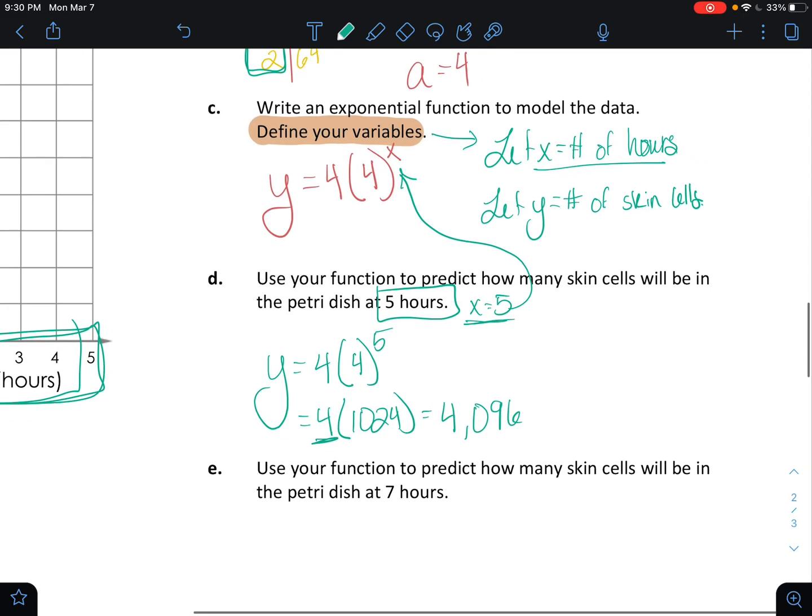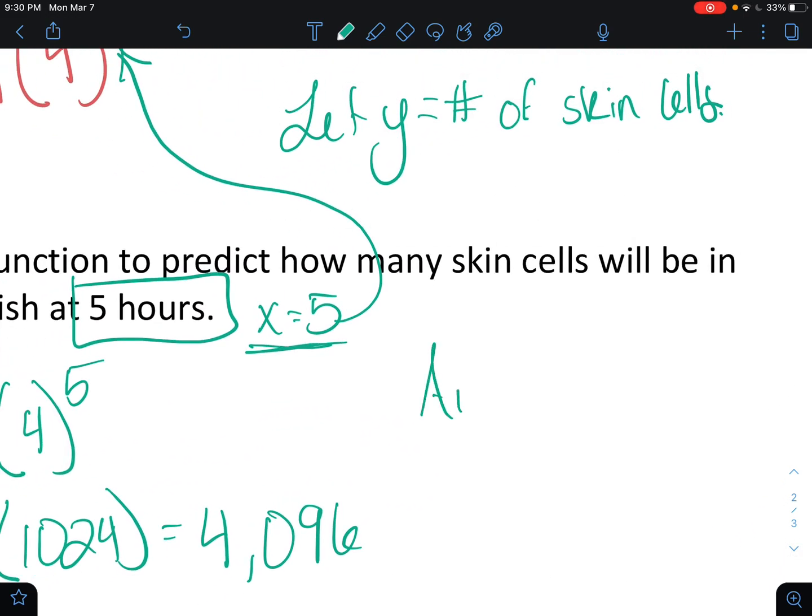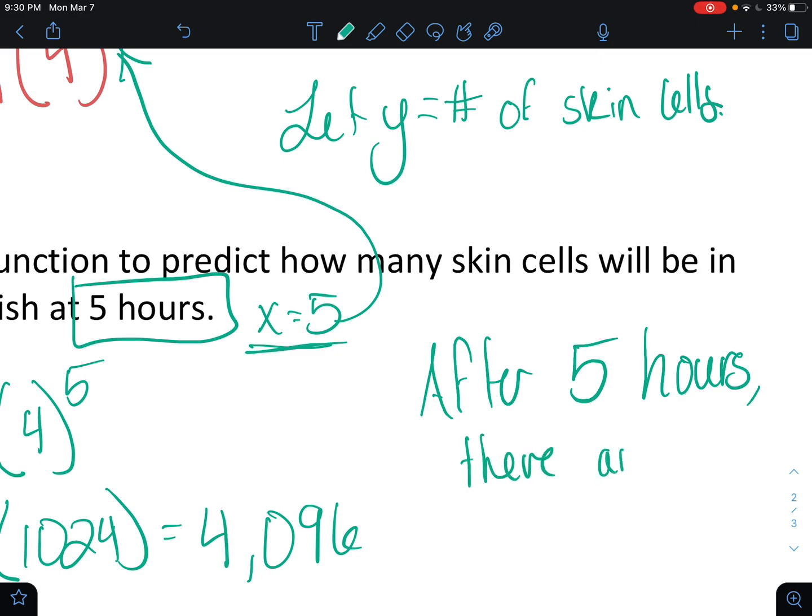But I didn't just ask what was the value of y when x equals 5. I asked how many skin cells. So we're going to say after 5 hours. Remember, you have to talk about your input and your output. There are 4,096 skin cells in the dish.